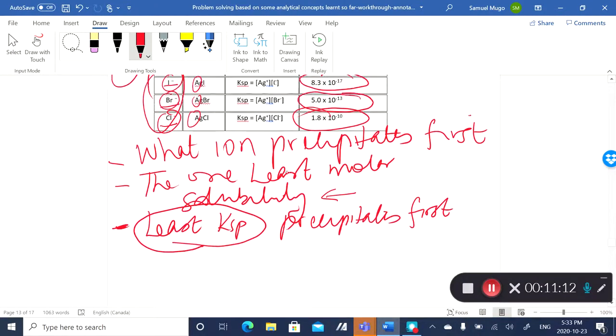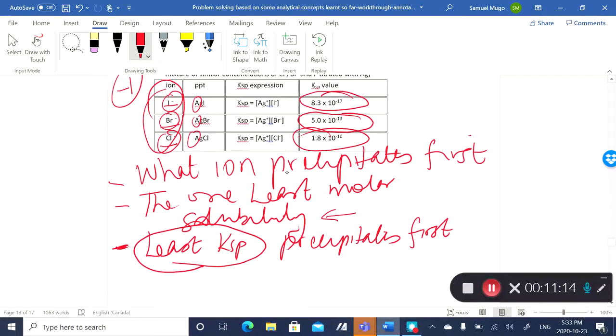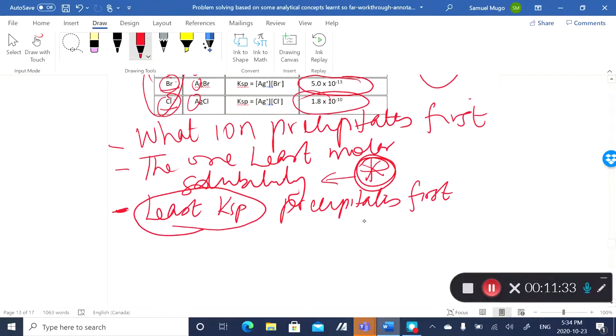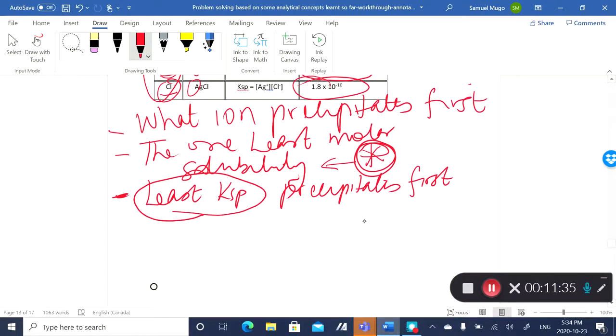Now, take note of this. If the ions had different valencies, meaning you had, say, -1, -2, and so on, in that case you have to calculate the molar solubility. And of course, from my lecture, you already know how to calculate the molar solubility, which is a repeat of what you did in Chem 1 or 2 anyway.